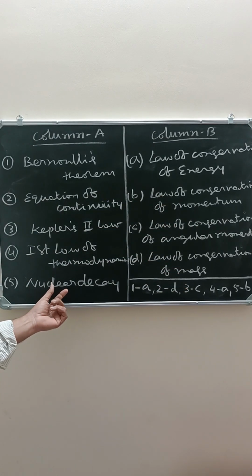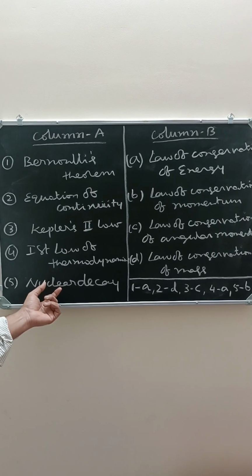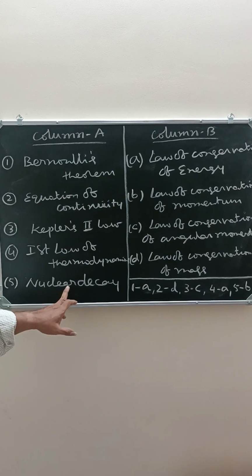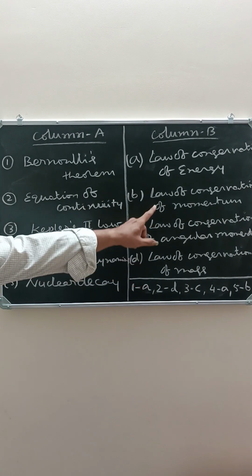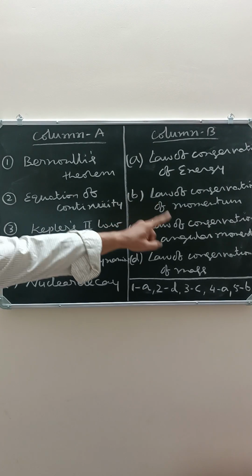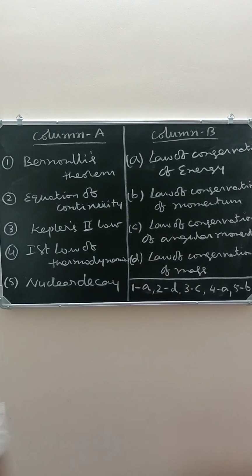Next, nuclear decay. Here, suppose a stationary nucleus decays into 2 parts. Then both parts will move with the same linear momentum but in opposite directions. That means it is nothing but conservation of linear momentum. So nuclear decay is a consequence of the law of conservation of momentum. So 5 is correct with B.